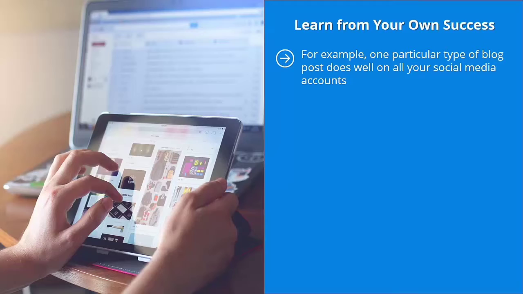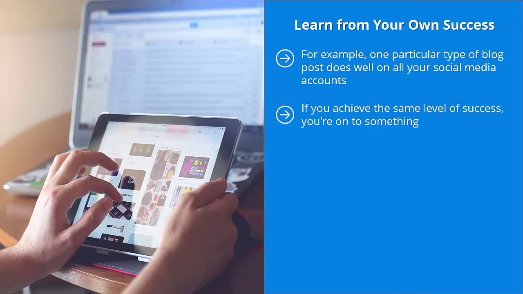For example, one particular type of blog post does well on all your social media accounts. Identify its themes, pay attention to its patterns, and come up with another blog post. See if that works. If you achieve the same level of success, you're onto something. This is not a fluke. This is not a one-time thing. You have struck on a theme that your audience members readily enjoy.